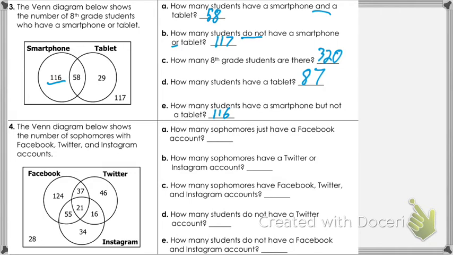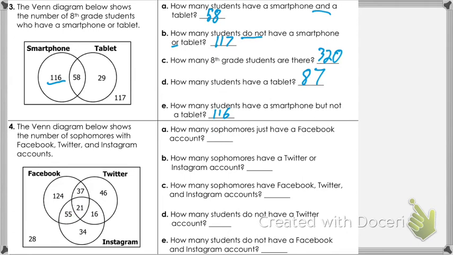Number 4, the Venn diagram shows the number of sophomores with Facebook, Twitter, and Instagram accounts. And then we also have these 28 with none of the accounts. So this is a 3-part Venn diagram, so we have more overlap here. So let's talk about interpreting this. So this 124 only have Facebook. These 37 have both Facebook and Twitter, but not Instagram. These 46 just have Twitter. These 16 have Twitter and Instagram, but not Facebook. These 34 only have Instagram. These 55 have Instagram and Facebook, but not Twitter. And these 21 have all 3 social media platforms that we're talking about: Facebook, Twitter, and Instagram.